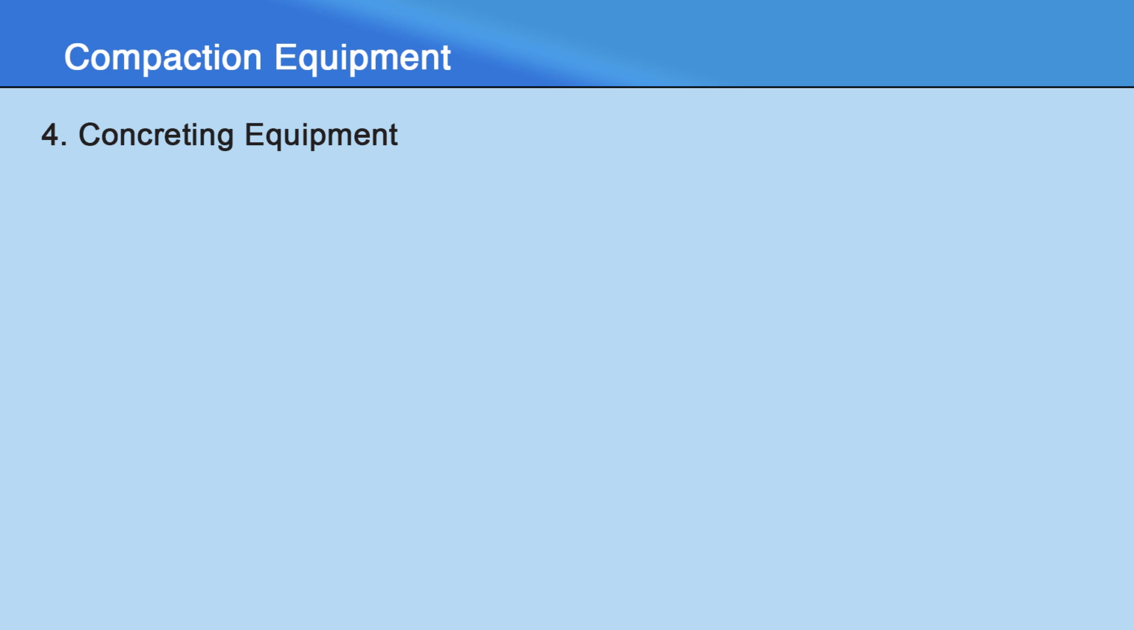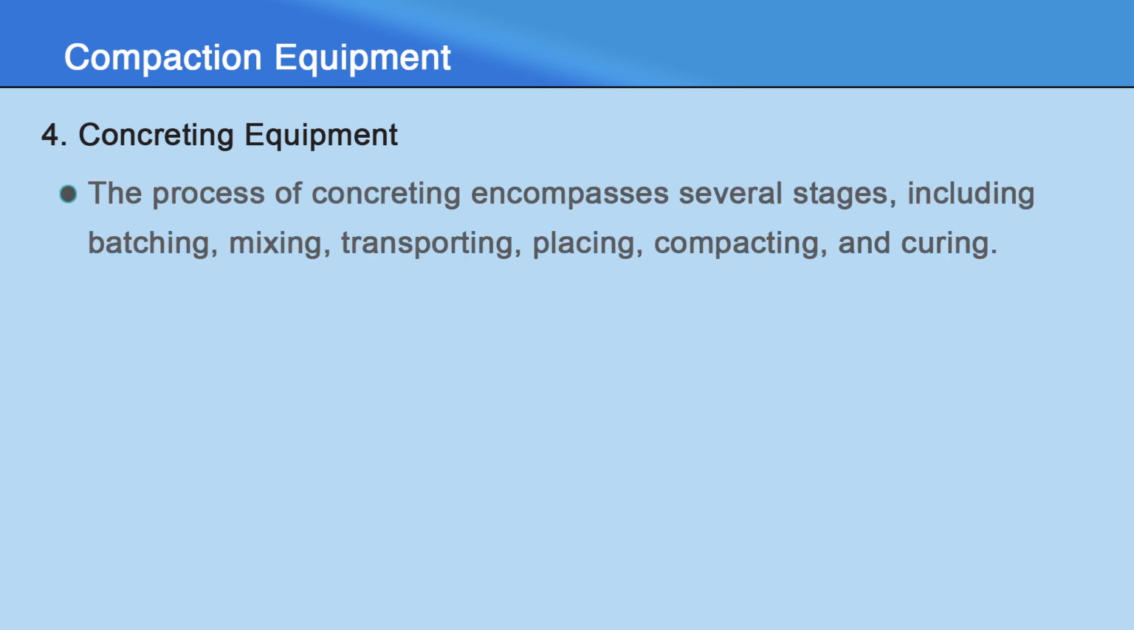Now we move on to concreting equipments. The process of concreting encompasses several stages, including batching, mixing, transporting, placing, compacting, and curing. Each stage requires specific equipment to ensure that the concrete is prepared and applied effectively and efficiently.